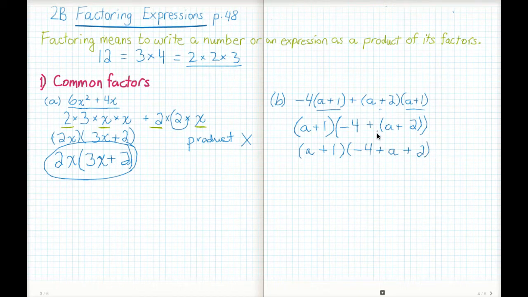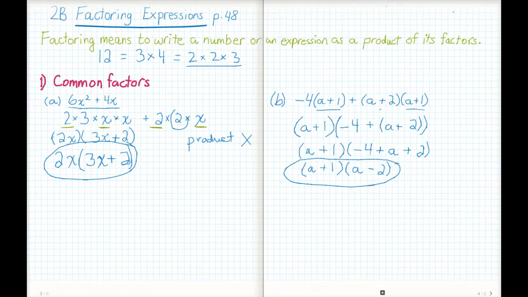It's just a 1 out in front, so 1 times a and 1 times 2 is all going to be the same thing. And then negative 4 plus 2 can be simplified to give me my final answer. So a plus 1 is one of the factors. Negative 4 plus 2 is minus 2, so I'll write a minus 2 is the other factor. And that's now completely factored with everything boiling down to a product of two factors.